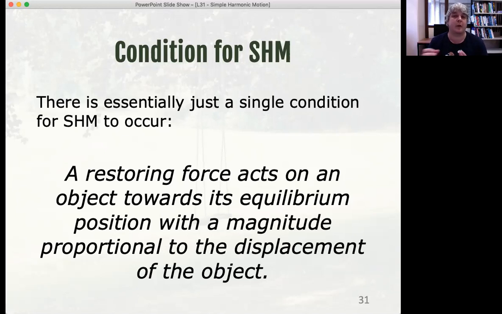If you displace an object and it has a restoring force that is proportional to its displacement, then it will exhibit SHM because it will accelerate back towards the center with a decreasing force as it gets towards its equilibrium position. And then as it hits that equilibrium position, it's got no force on it. And then as it overshoots, goes past, and now has a restoring force back towards the center again, that will slow it down and then send it back. So if that's true, no matter what the system is, it will exhibit simple harmonic motion.